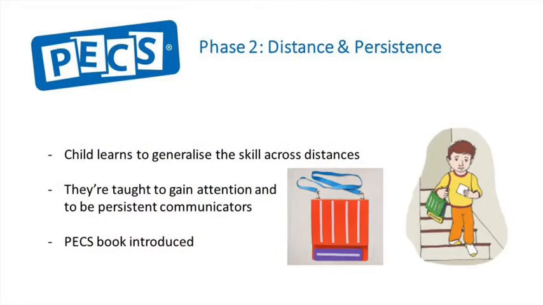Phase 2, distance and persistence. Still using single pictures to begin with, the child learns to generalise the new skill across distances. They are also taught to gain attention and be persistent communicators. This is the phase where you introduce the PECS Book.